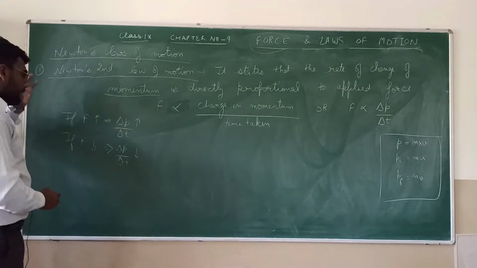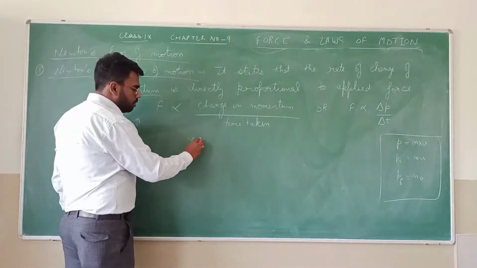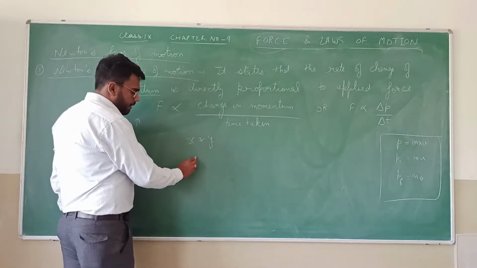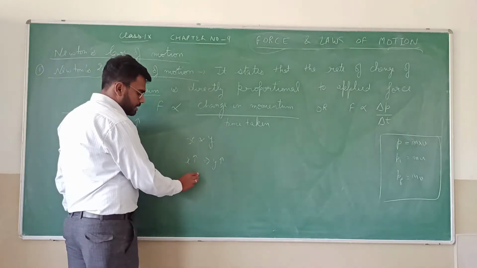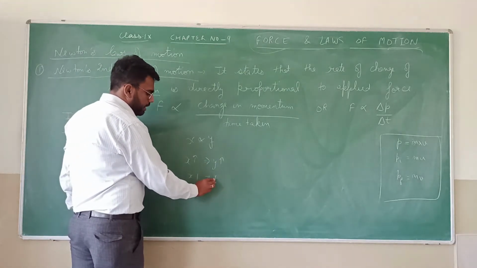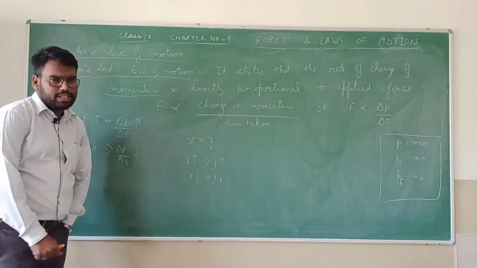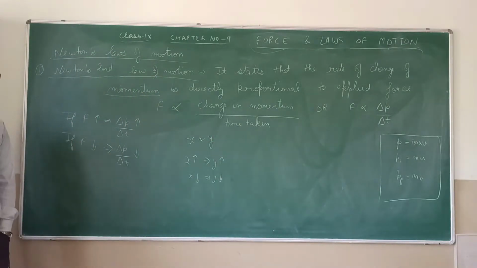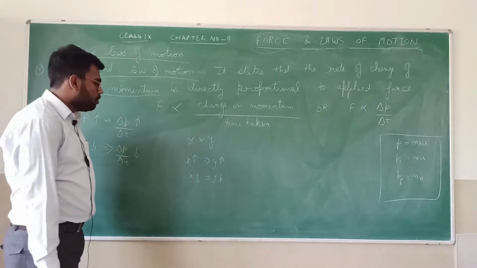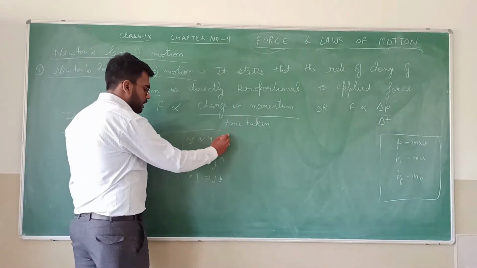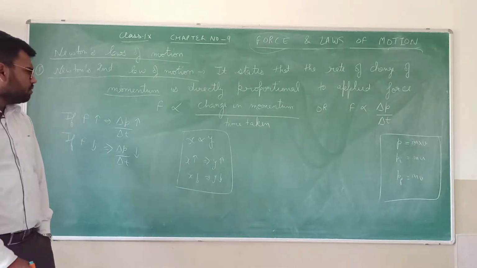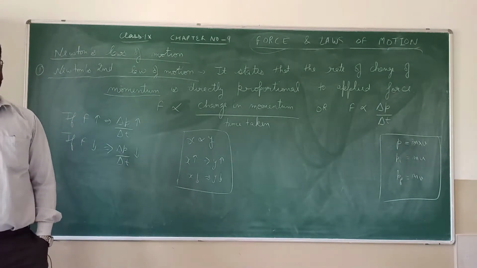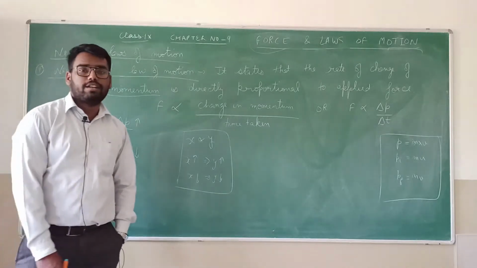If I say x is directly proportional to y, that means if x increases, then y increases, and if x decreases, then y decreases. You have studied this in chapter number 4 of mathematics, linear equations in two variables, which works on this concept. All linear equations are in direct proportion, and we also studied this in 8th class, in the chapter called direct and inverse proportion.